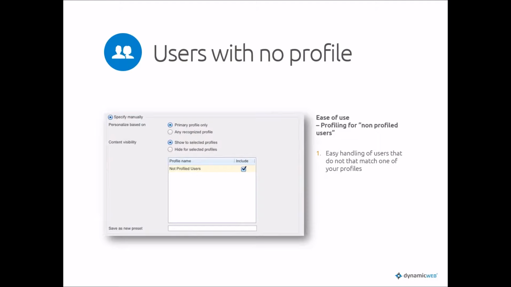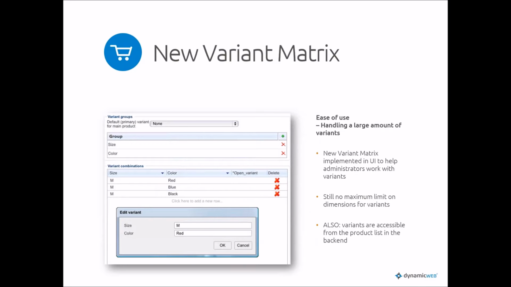On the personalization, we've added the possibility of targeting content for not profile users, because sometimes we have some users that is a specific profile and we want to show them something, but if they are not that profile, we want to show them something else. That was a bit tricky before. Now we can use it using this not profile users concept.